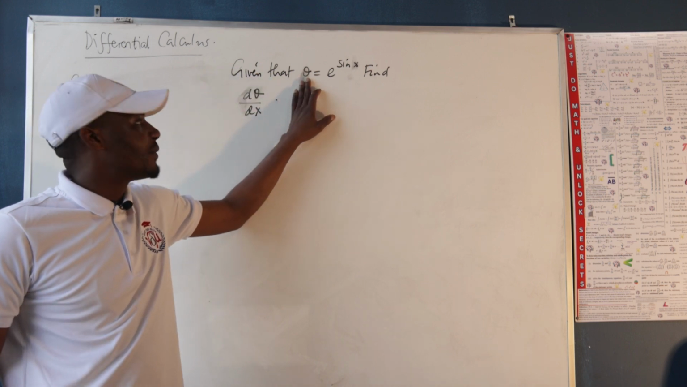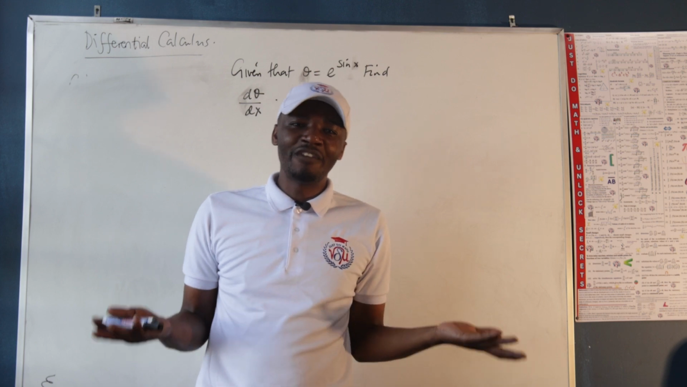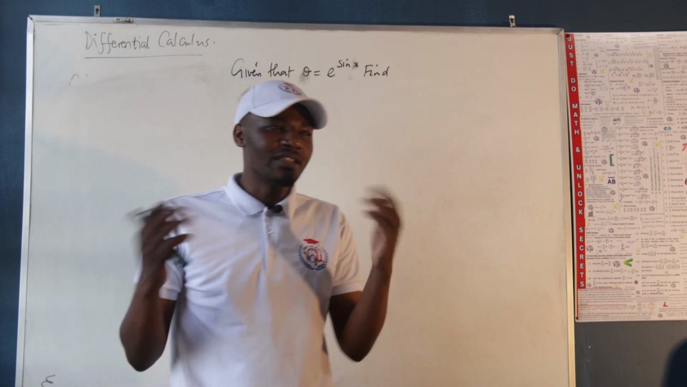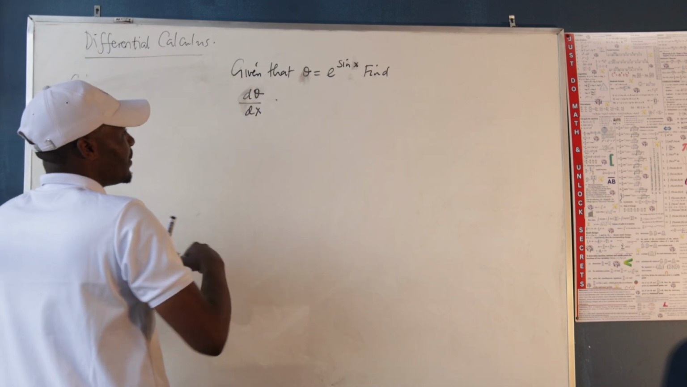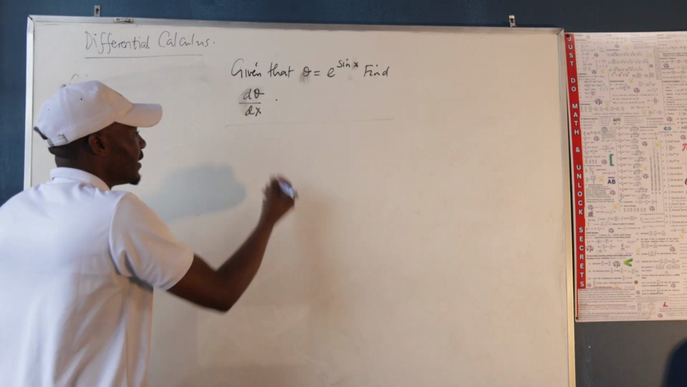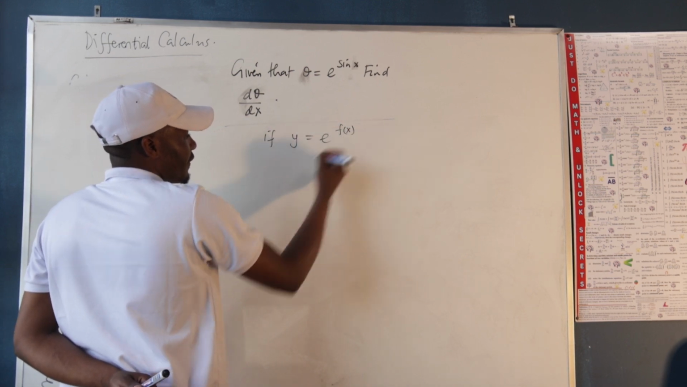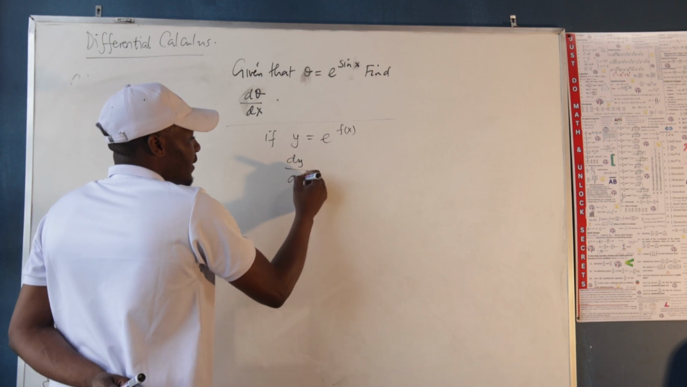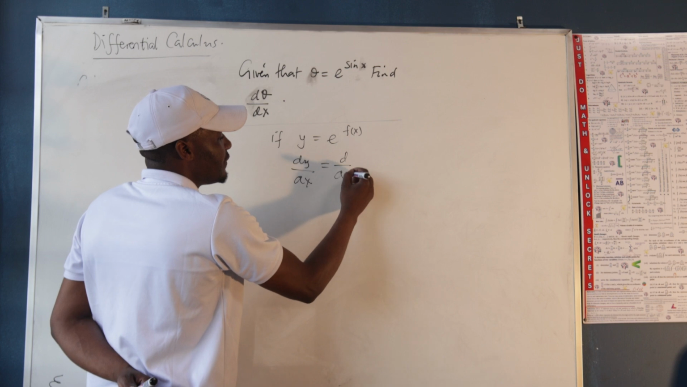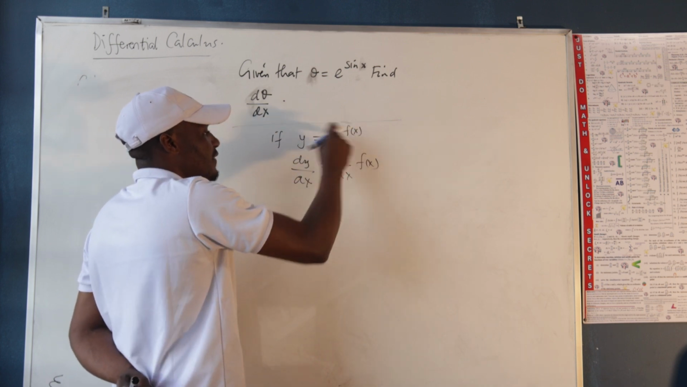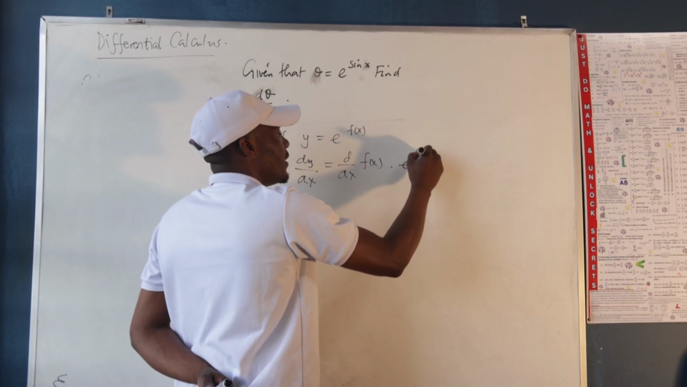Given that theta is equivalent to e to the power of sine x, find d theta dx. How are we going to differentiate an exponential function? To do this is very simple, straightforward, and quite interesting. You need to bear in mind that if y is equivalent to e to the power of f of x, for you to find dy dx, you just need to differentiate the power, which is the derivative of f of x. Once you find the derivative of this power, then you multiply by that function again, which is e to the power of f of x.